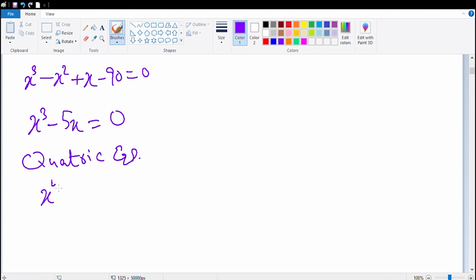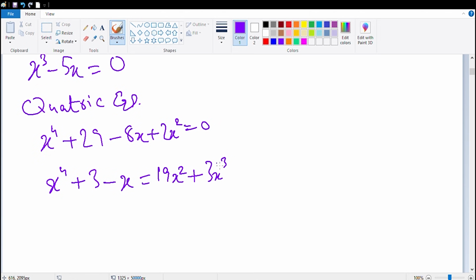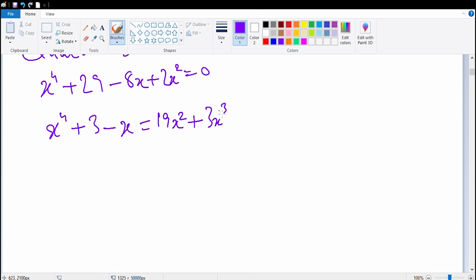And then there are quartic equations, which are x raised to the power 4 plus 29 minus 8x plus 2x squared is equal to 0, or x raised to 4 plus 3 minus x is equal to 19x squared plus 3x cubed. Something like that. It doesn't matter if you have a variable in this equation which has a cube.